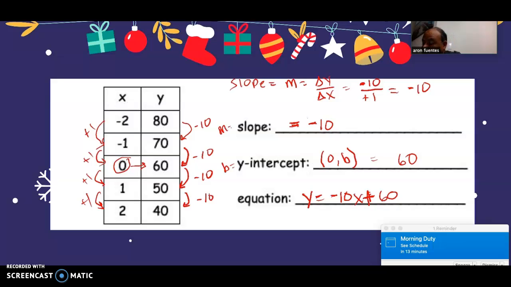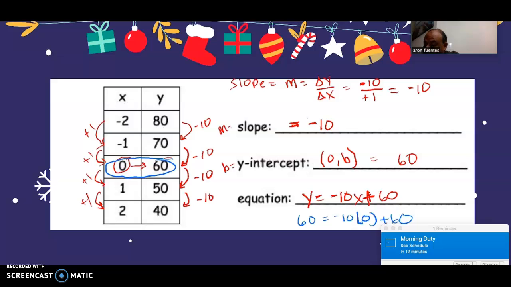We can take values from the table, substitute them for x and y, and then verify that the equation is correct. So I'm going to take this row right here. Let me get a different color. This row. And on this row, I know that x is 0 and y is 60. So I'm going to substitute 60 for y, and that would be negative 10 times 0, since x is 0, plus 60.